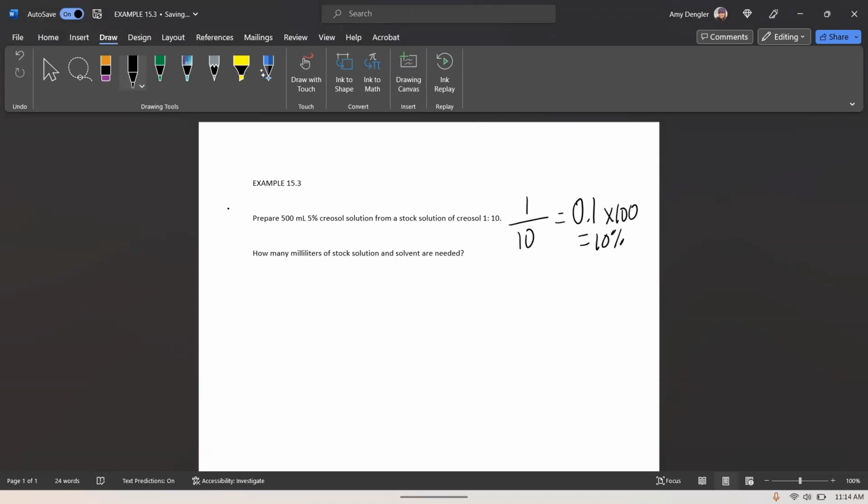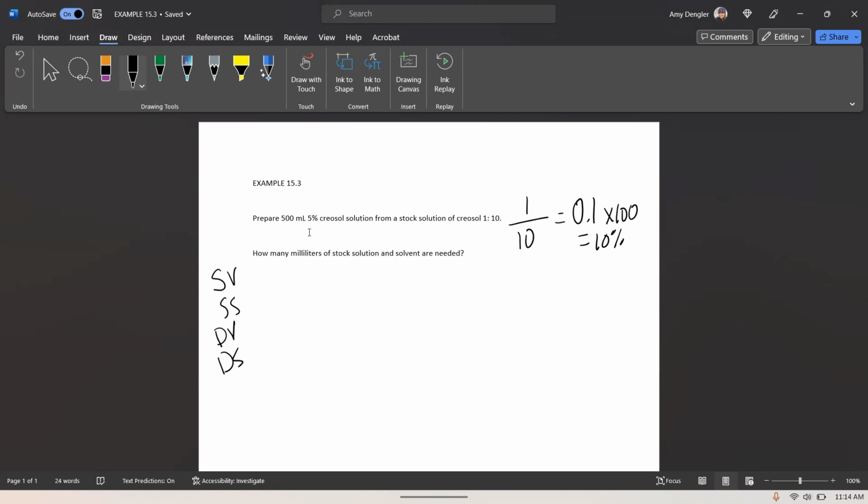All right, so now I can do my stock volume, stock strength, desired volume, desired strength. And how do I know it's volume instead of weight? I'm looking at the milliliters. There's no grams or milligrams in this problem. So milliliters and liters have to do with volume.